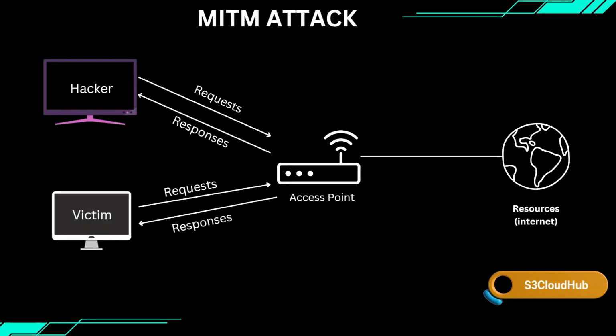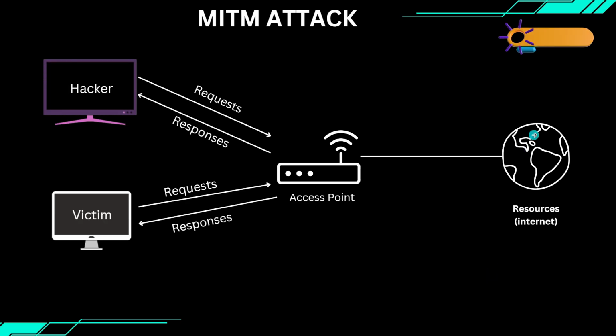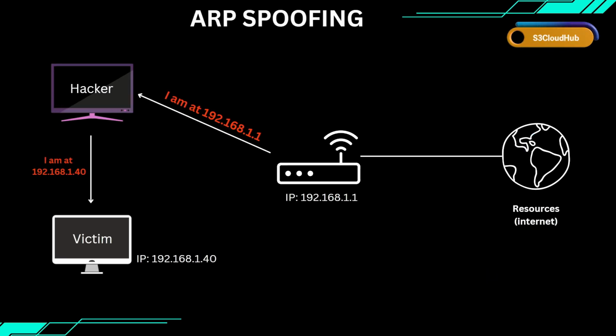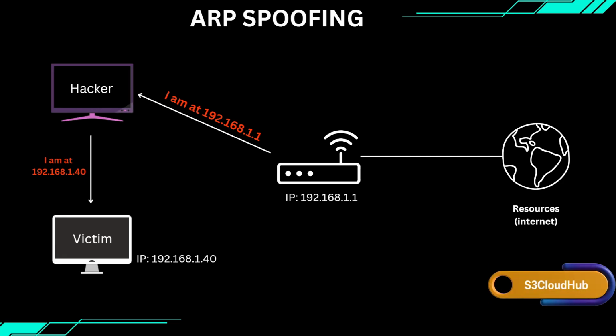So, how does a hacker exploit this? ARP is a simple protocol with a major flaw. It does not verify if the response it receives is from the correct device. A hacker can take advantage of this by sending a fake ARP response to trick both the router and the target device. The hacker sends an ARP response to the router pretending to be the victim's device and another ARP response to the victim pretending to be the router.